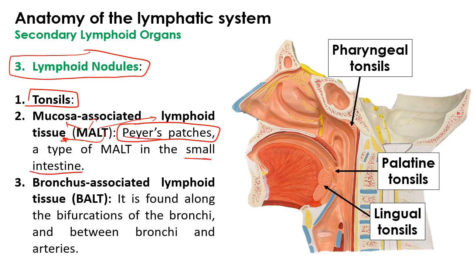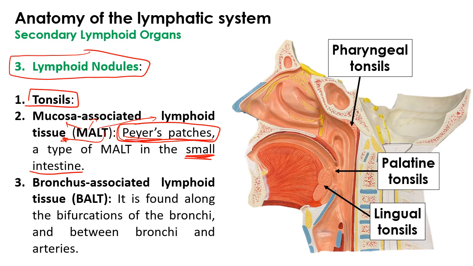The main function of Peyer's patches is to fight bacteria and any pathogens that you ingest in your diet. If you eat any food that contains bacteria, and that bacteria is able to pass the acidity of the stomach and reach your small intestine, the next defense is going to be the lymphoid nodules in the wall of the intestine. Those are called Peyer's patches.